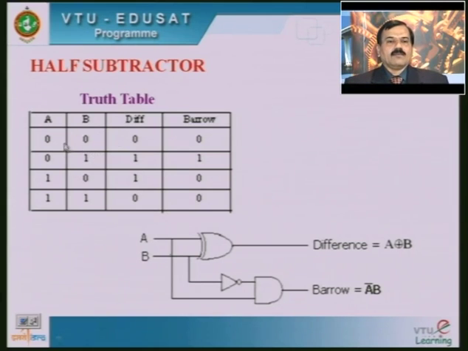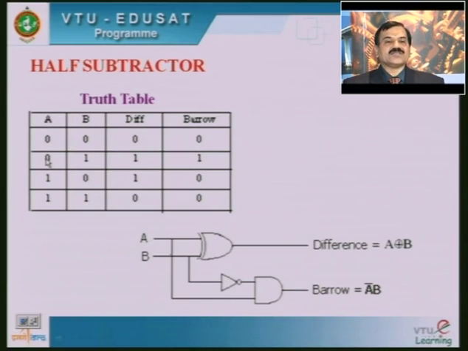So here A and B are the two variables, and our intention is to find the difference between A and B. When both are 0 and 0, the difference value is 0. Nothing is borrowed to achieve the subtraction, so the borrow is also equal to 0. Now if A is equal to 0 and B is equal to 1, then automatically we have to borrow 1, so it becomes 10.